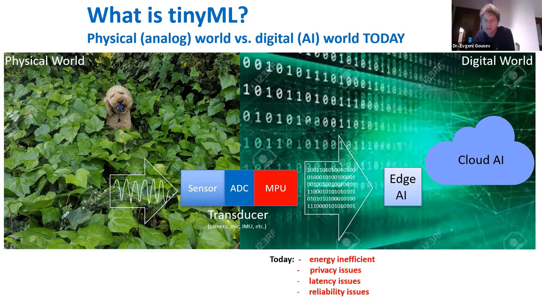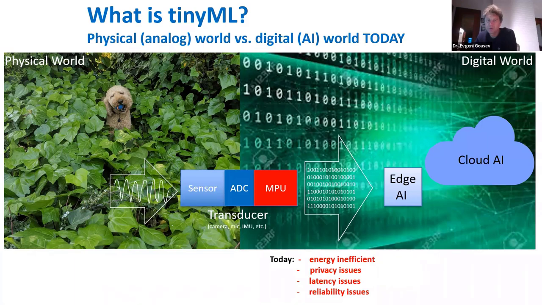And it works fine, but it has several fundamental challenges. One is it's very energy inefficient, because we're talking about transferring a lot of data from here to here, and it consumes a lot of power. Second, this type of approach has privacy issues because, for example, your picture or your data can be intercepted from the physical world. There are some valid concerns about privacy, and these concerns are becoming bigger and bigger for obvious reasons.